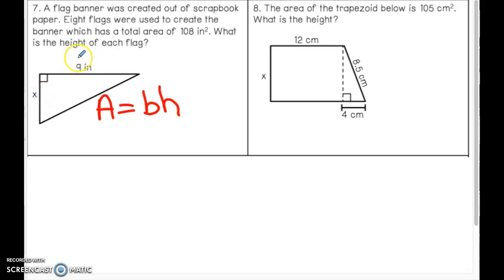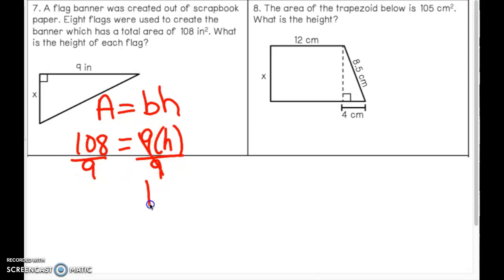So we don't have the height, but we have the base, and we have the area. So 108 is equal to, we know what the base is, 9, we don't know what the height is. So now we have a one-step equation. So let's just divide both sides by that. H is equal to 108 divided by 9, which is 3. And so this side is 3 inches, right over here.